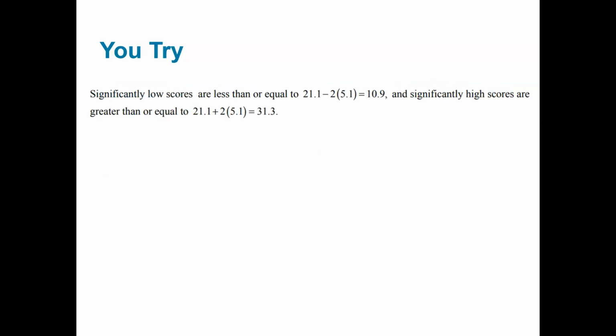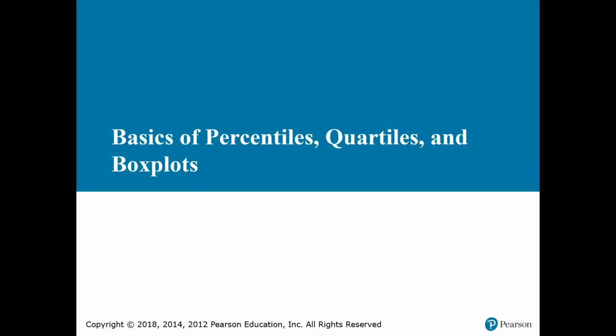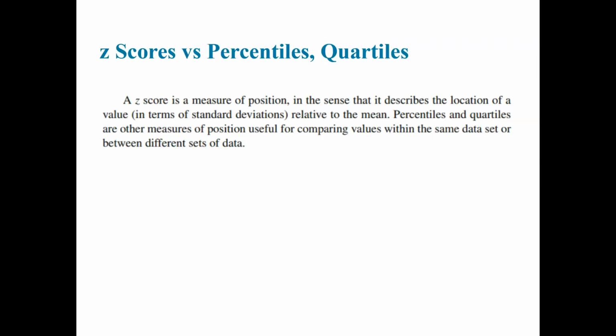So even though z-scores are the most important concept of this, because we're going to build on that for the rest of the course, we do need to talk about percentiles, quartiles, and box plots. Now, how come we're talking about them in the same chapter? A z-score and percentile and quartile are interesting because they're describing the location, but they describe it in different ways.